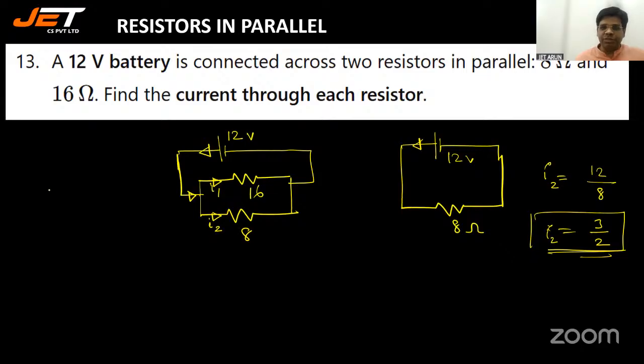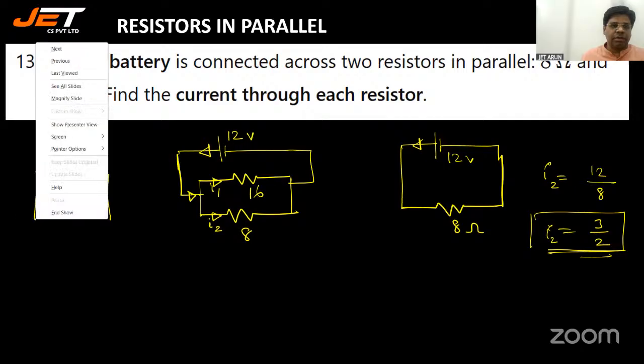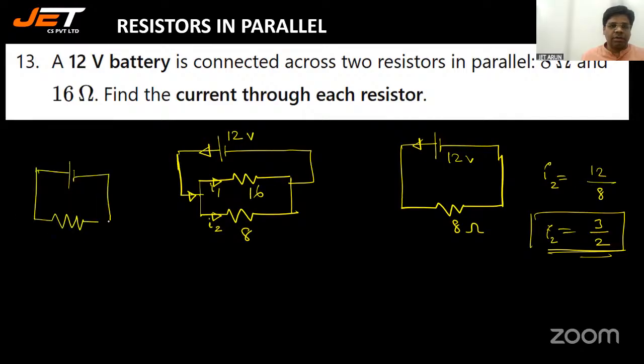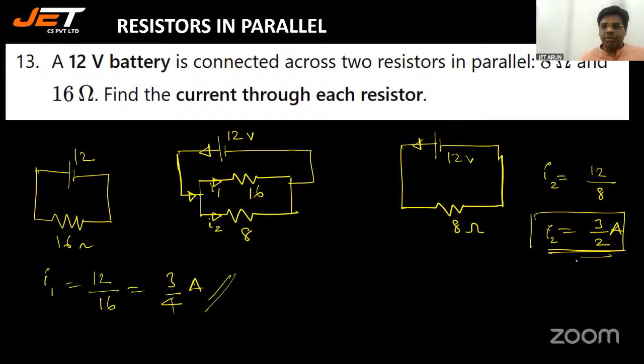Now, if I ask what is the current through the 16 ohms, that's in parallel to the battery, irrespective of the 8. I1 is 12 volts by 16 ohms. That is 3 by 4 amperes. This is 3 by 2 amperes. Now these are the currents through each resistor. He's asking that itself: find the current through each resistor.